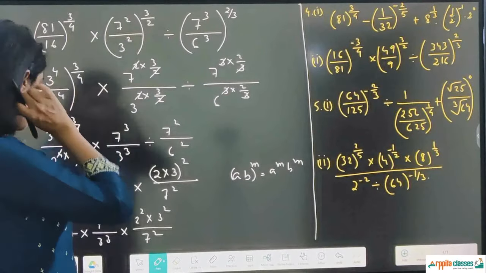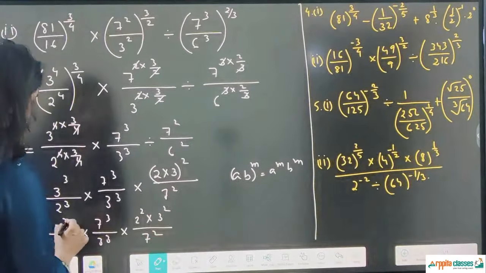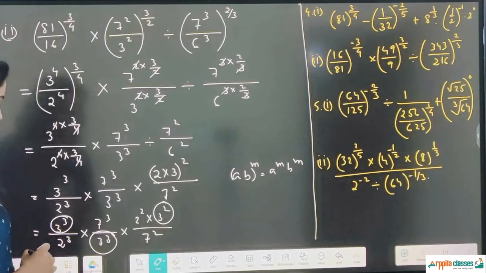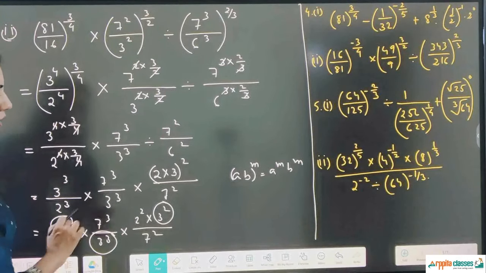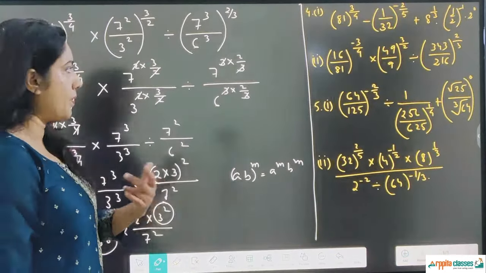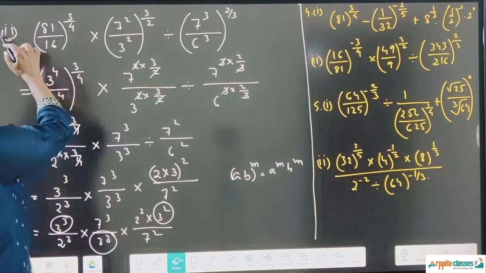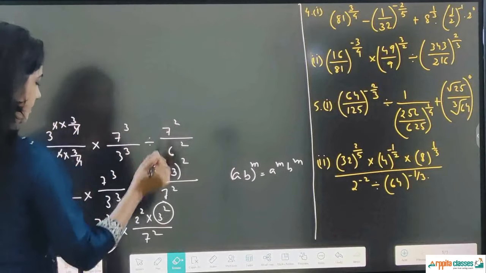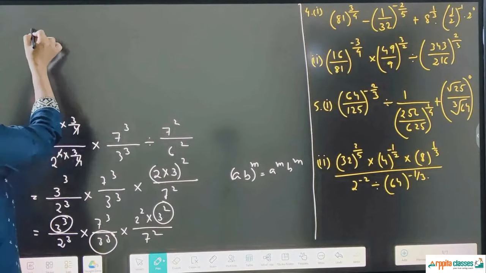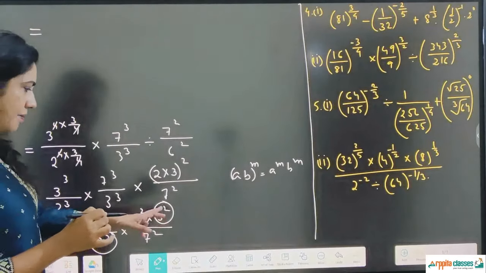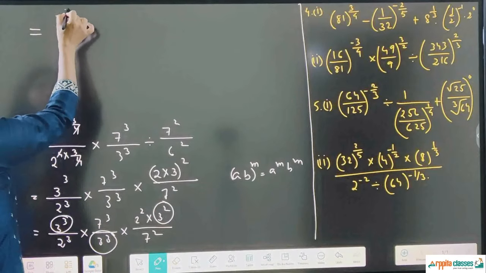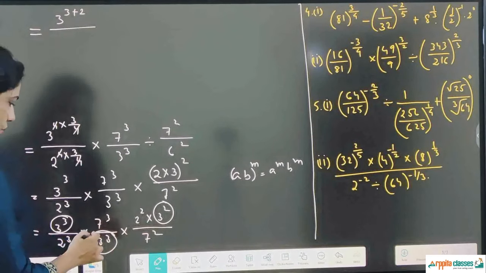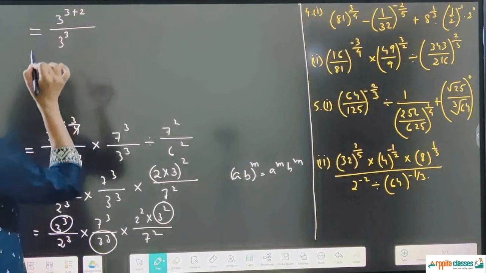Okay, now just isolate where the bases are same. So I will take 3 to the power cube, 3 to the power square and 3 to the power cube together, 2 square and 2 cube together, 7 cube and 7 square together, and I will be using the properties of indices again. So here bases are same, powers have to be added. So in the numerator I have 3 to the power 3 plus 2 for these two, and divided by 3 cube is there. I am not doing it right now.